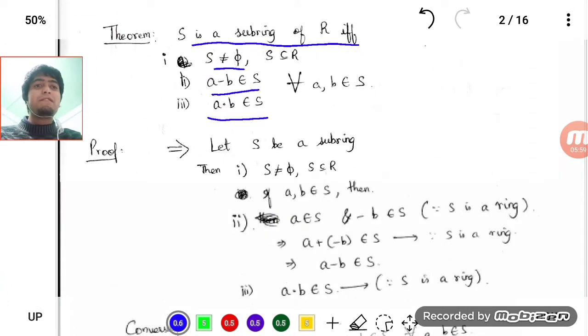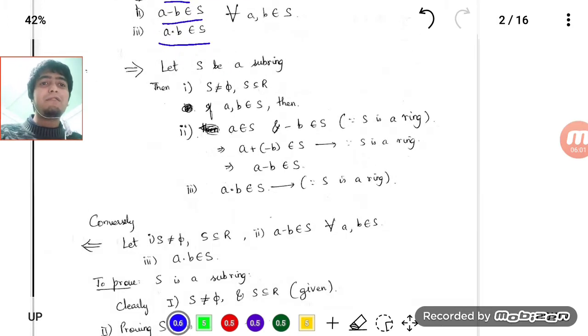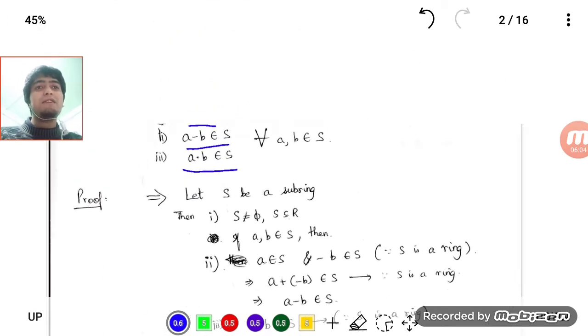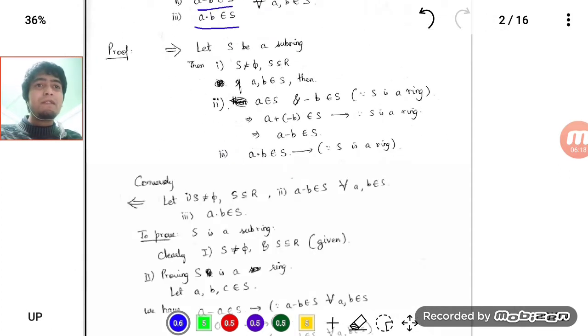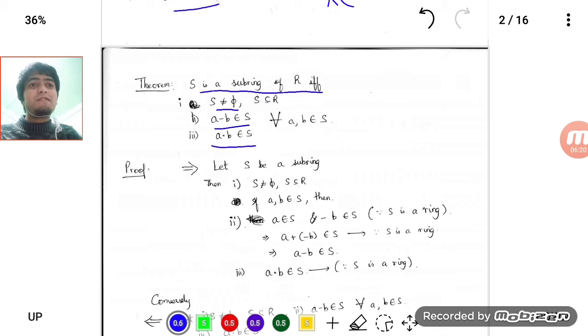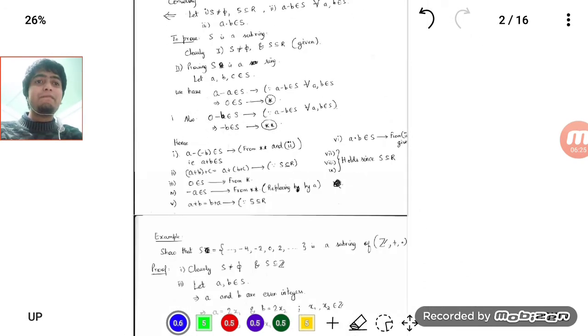Okay, the proof of this theorem, do not worry, I will send the notes. It's not so much required, but have a look at it. It's similar to the things when we were doing in groups. The only difference is that here we are dealing with 2 operations. Again, go through the proof. I will send it in the notes. But the 3 conditions, you have to remember them, as you will see.